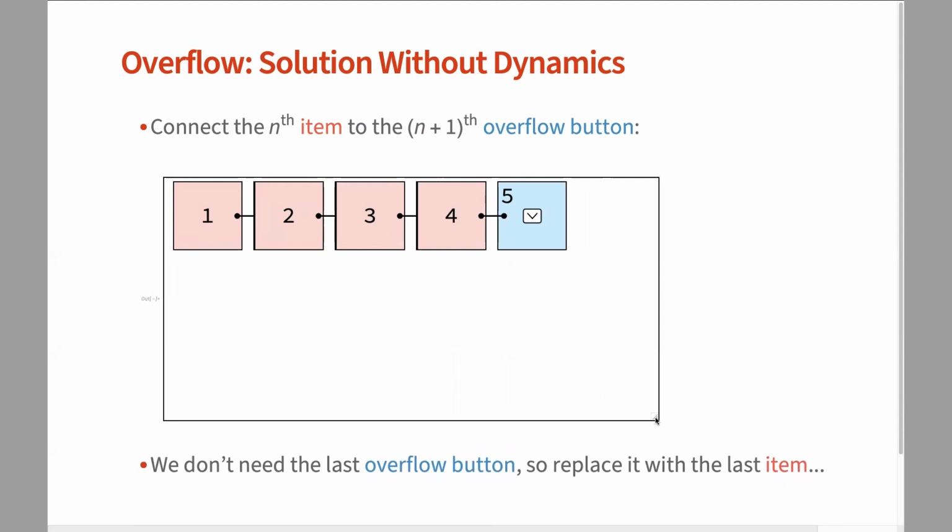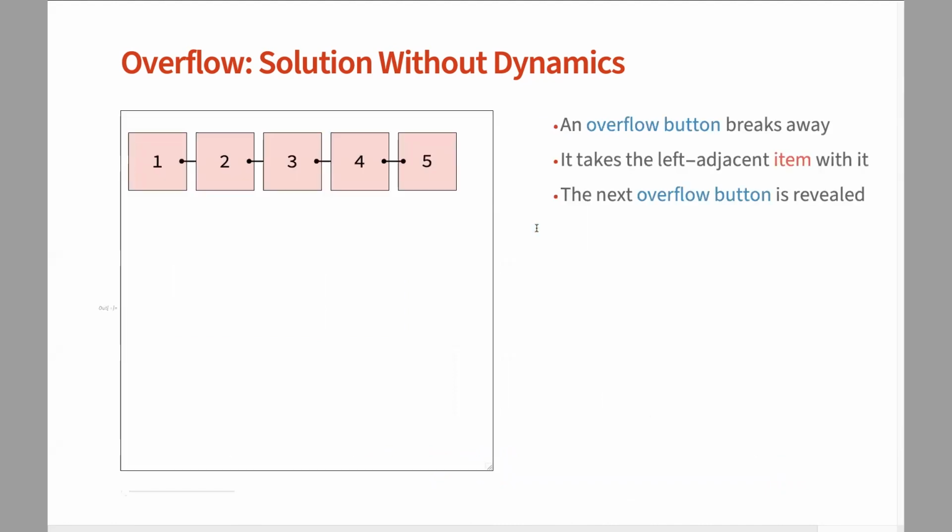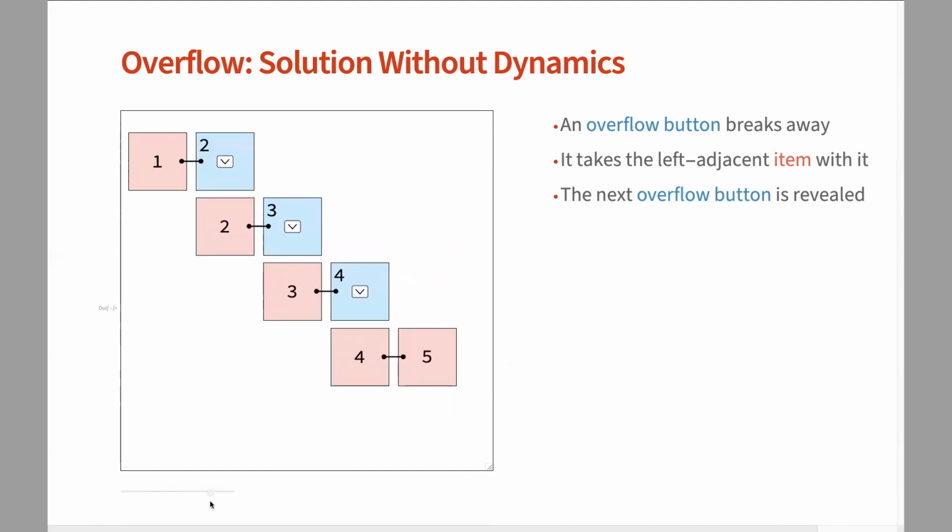Because there's nothing to the right of it to put in the overflow button. So you just replace the last overflow button, in other words, the 5th one here, with the last item. And so then this is the structure that we have. And I'll explode this vertically so we can see what's going on.